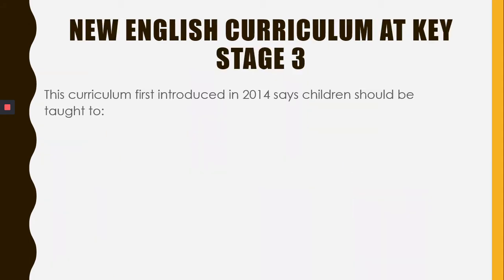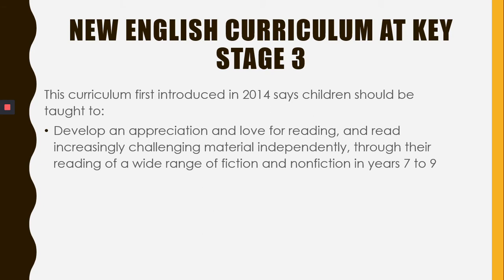The curriculum at Key Stage 3 that we're using at the moment is from 2014. In there, it says that children need to develop an appreciation and love for reading and read increasingly challenging material independently through their reading of a wide range of fiction and non-fiction in years 7 to 9. Now, we know that it's not always the case that students love reading, and it's quite difficult for some students to become fluent in reading. But I think it's absolutely crucial that we don't give up and we keep encouraging them.